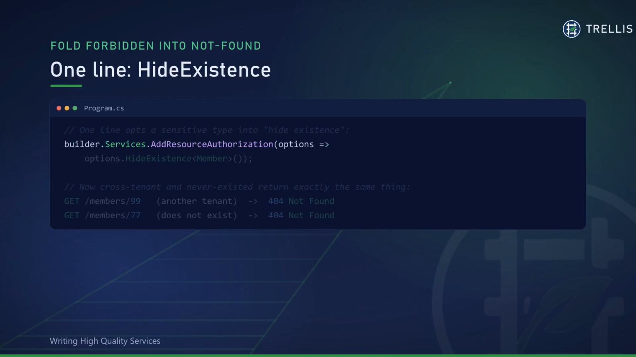When you register resource authorization, you call HideExistence on the sensitive type. Here, member. That's it. Now a cross-tenant member and a member that never existed return exactly the same thing, a 404. The forbidden case has been folded into the NotFound case, so there's no longer any difference for an attacker to measure. Same lock, but now it's silent. It doesn't announce what it's protecting.